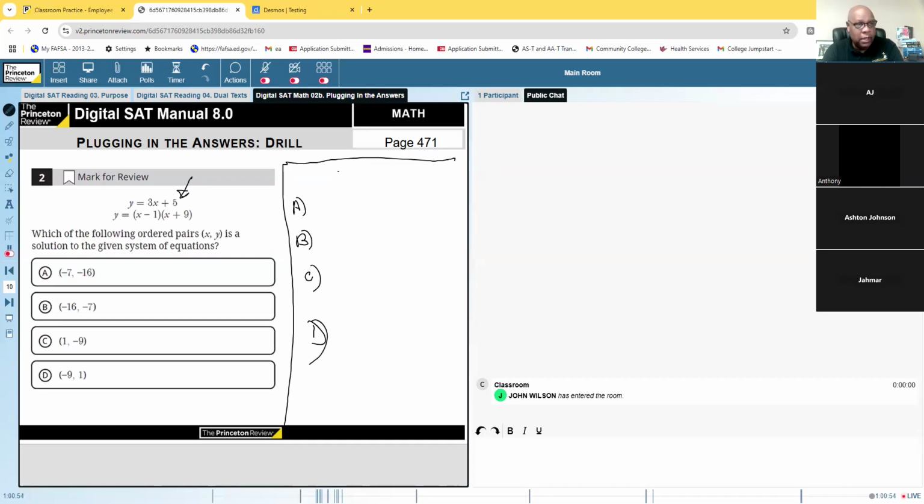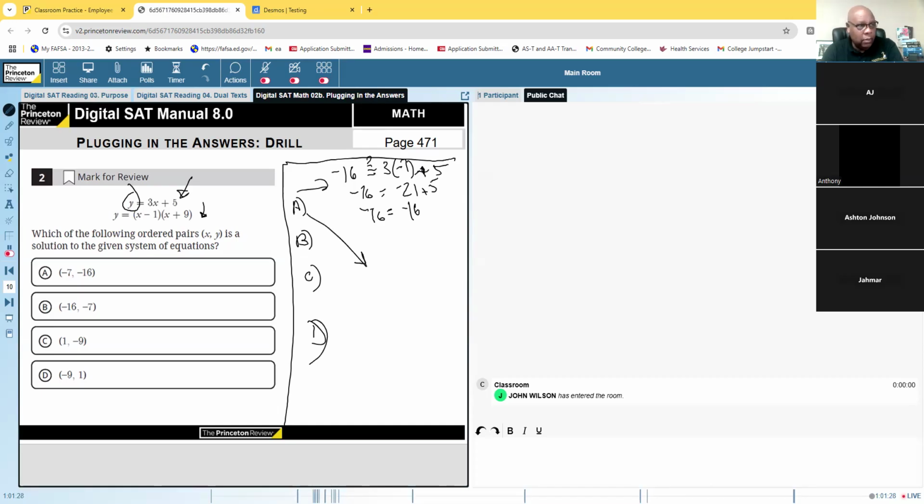So minus 16, that's what y is. Does that equal 3 times minus 7 plus 5? Well, we got minus 16. Does that equal minus 21 plus 5? Well, guess what? Minus 16 does equal minus 16. So now we go to the second equation, because the first one worked. We're checking A first, by the way.